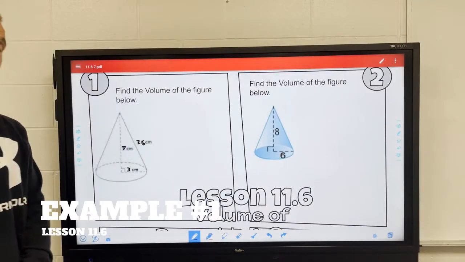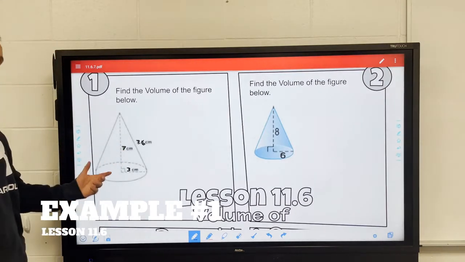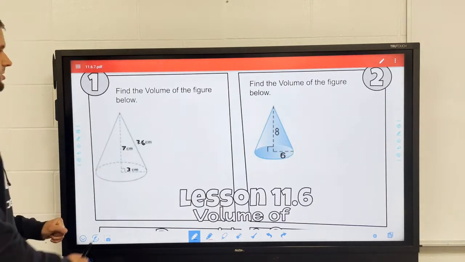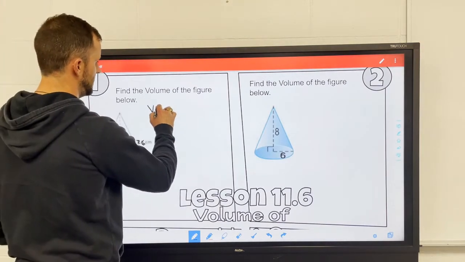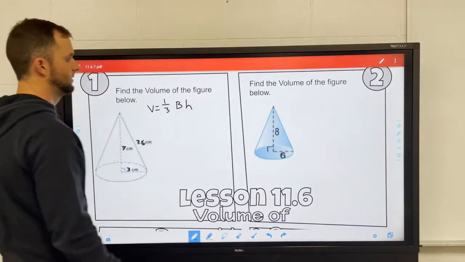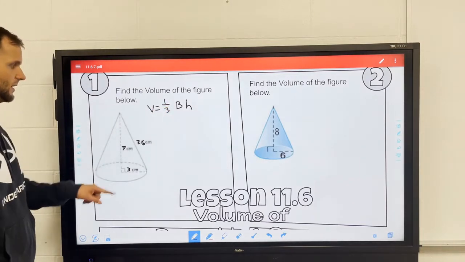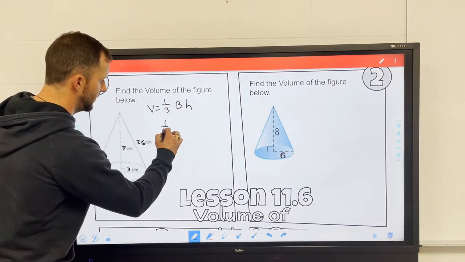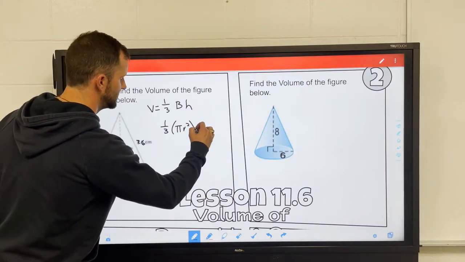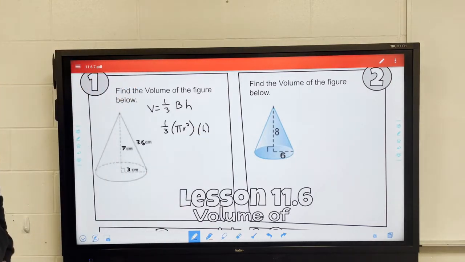Looking at example number 1, it wants me to find the volume of the figure below. Right now, I have a cone, so I need to find the volume of that with these dimensions. V is going to equal 1/3 area of the base times the height. Remember, capital B stands for the area of the base. If you look, I have a circle down here, so I'm going to do 1/3 the area of a circle, and multiply that by the height of my shape here. So let's look at that.